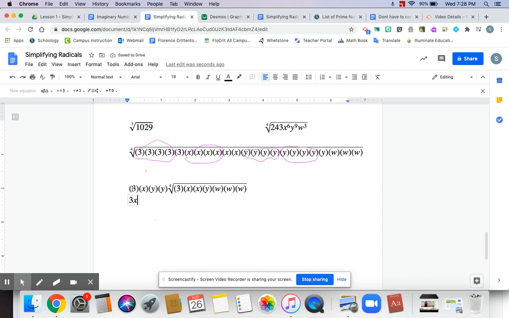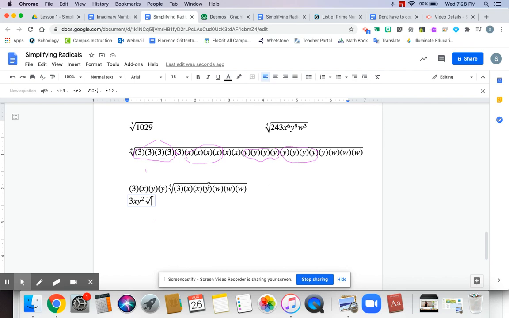The 3 doesn't change because there's no other number to combine with. The x doesn't change because there's no other x to combine with. But this y and y can combine together into y times y is y squared. Then we have the fourth root. Now under the fourth root, if I were to combine all of these together, what would my expression be?